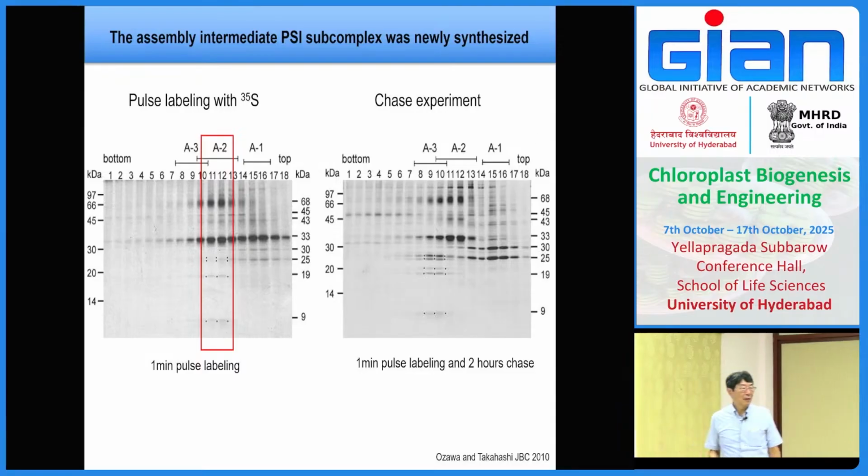LHC2 is more abundant because it took some time to integrate into the thylakoid membrane. It is translated in the cytosol, translocated into the chloroplast, and then translocated to the thylakoid membrane. It took some time, so it was delayed.